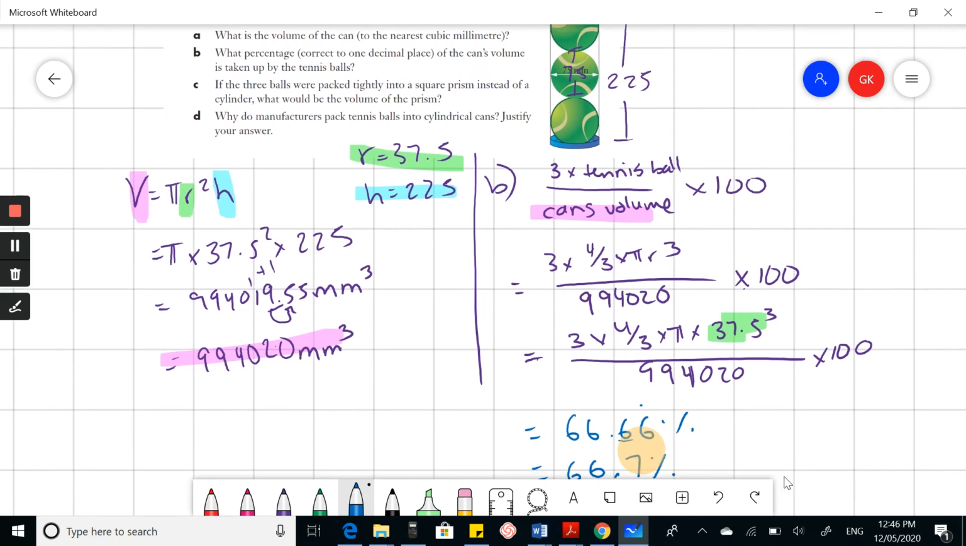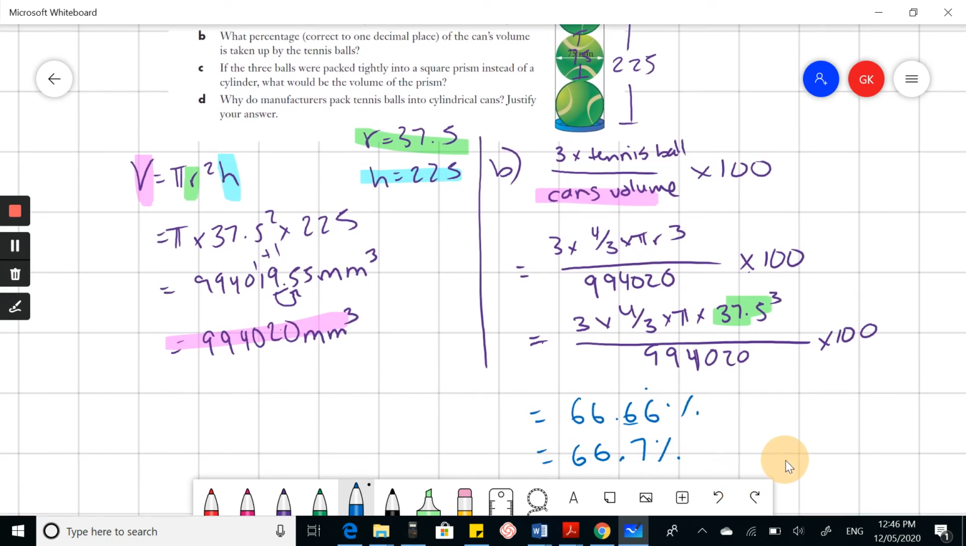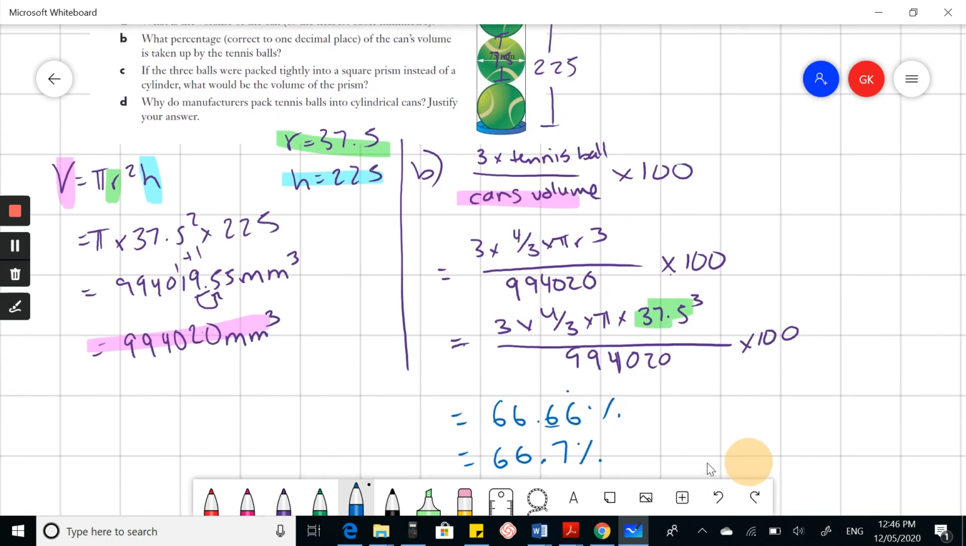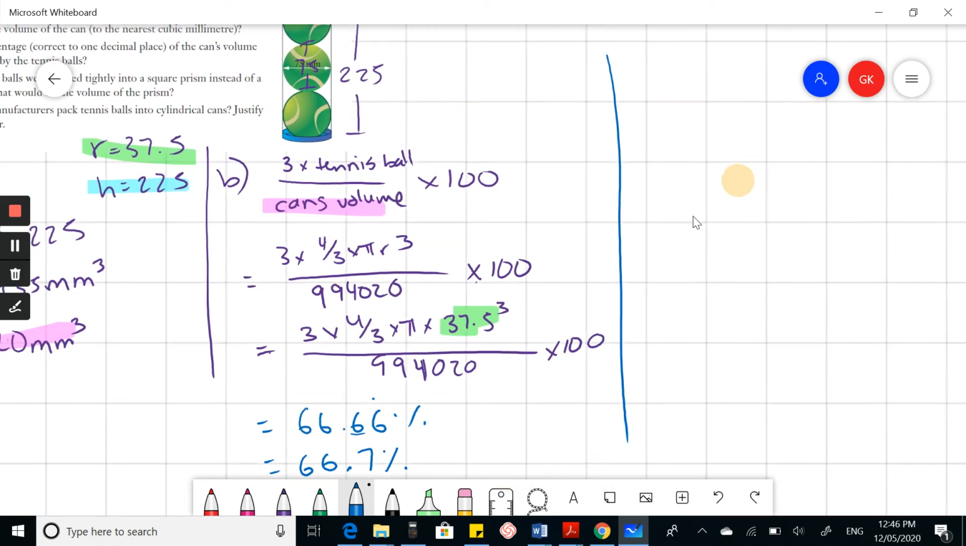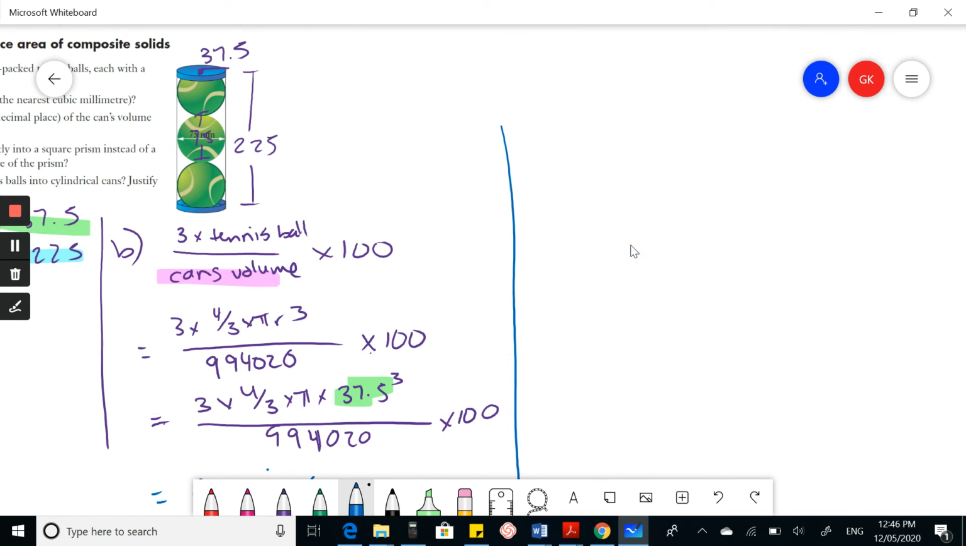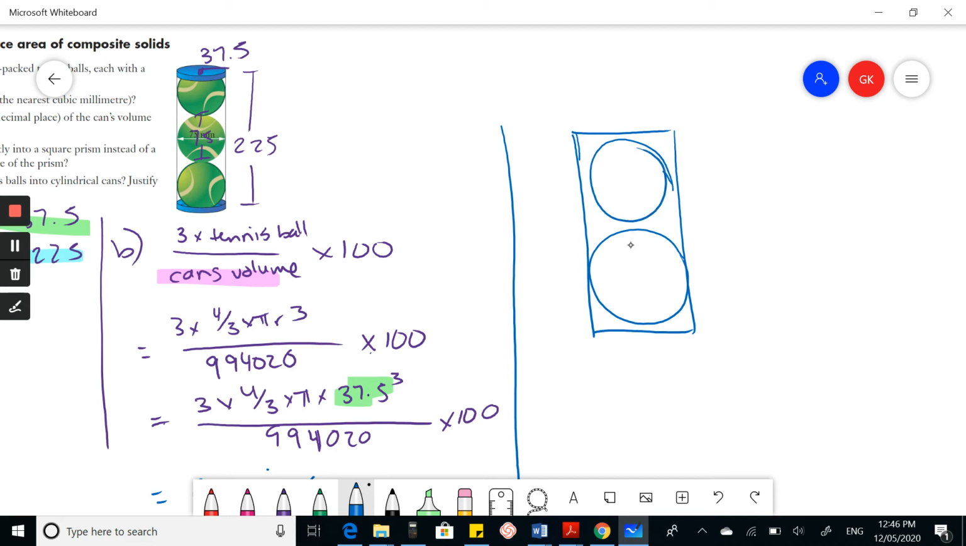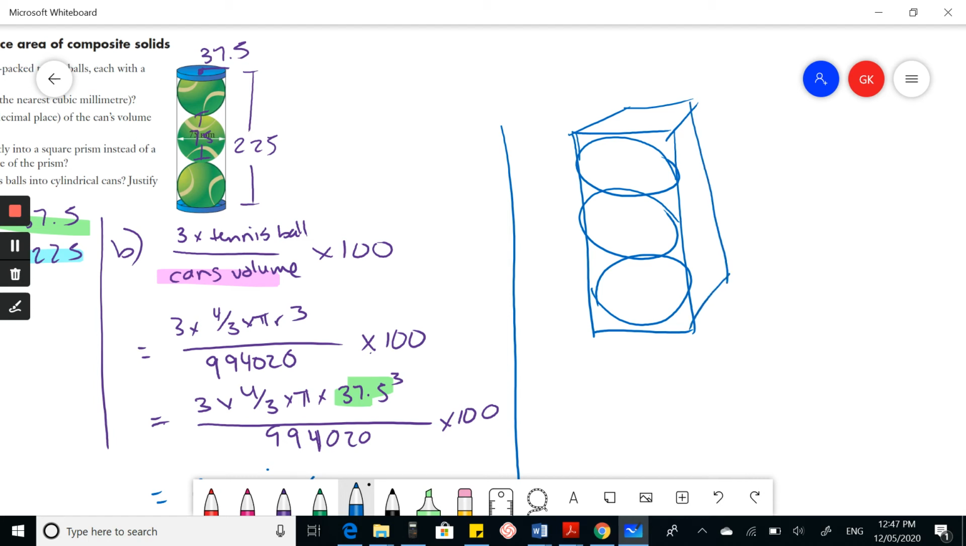For part C, if 3 balls were packed tightly into a square prism instead of a cylinder, what would the volume of the prism be? Okay, so we need to draw a diagram this time because we don't have a diagram. So the square prism would look something like this. Well, that's probably a bad diagram. Let's draw the base. There's our 3 balls, 1, 2, let's try again. 1, 2, and 3. And I'm sure your diagram's so much nicer. And there's my square prism and the balls that fit tightly packed into it.